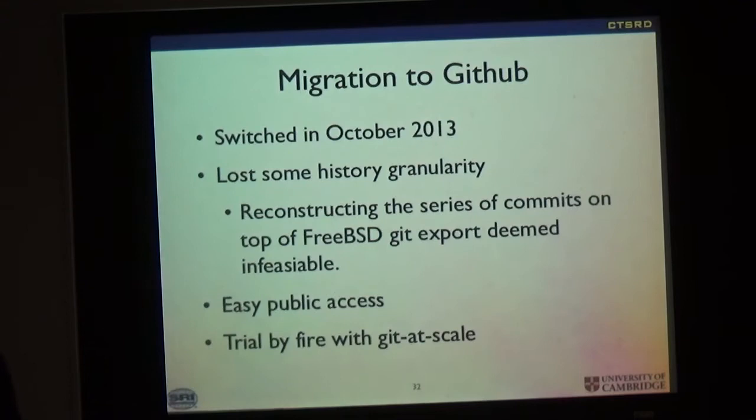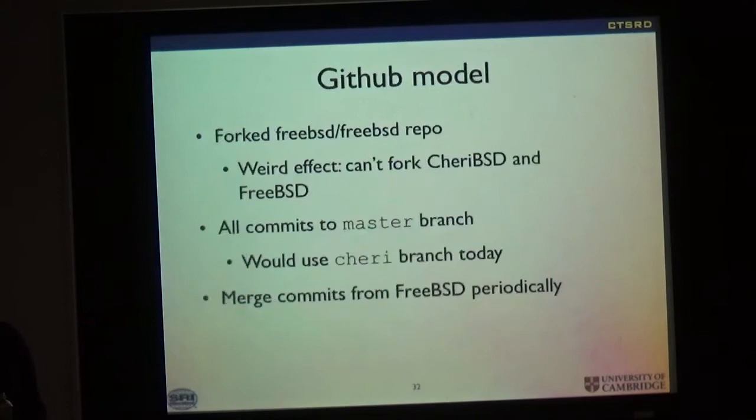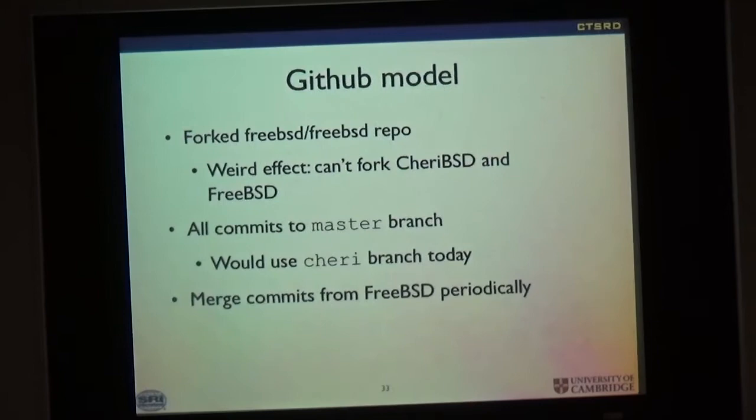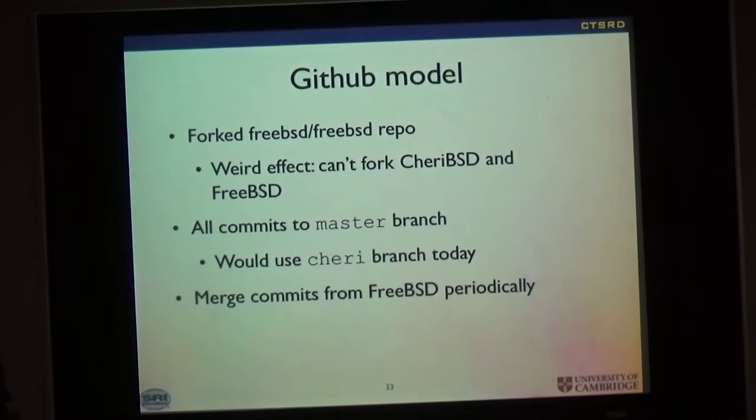So that was interesting. What we did, we forked the official FreeBSD mirror, and we made all of our commits to master. I wouldn't do that today, but that ship has sailed. There are 1,200 commits to the master, mostly merges. Today I would use a CHERI branch and use the feature that I didn't realize was there, which is that you can change which branch is the default branch for your fork on GitHub.